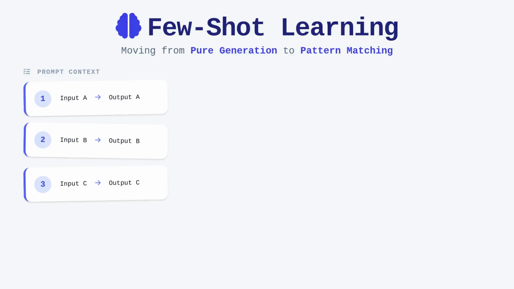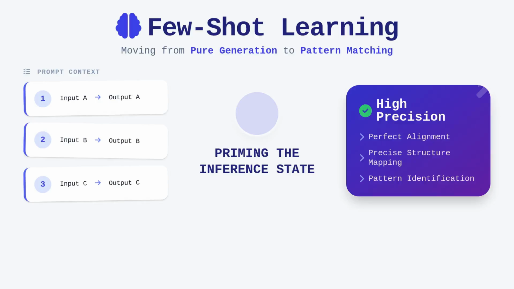If you need a model to transform informal text into a specific log format, simply describing the desired output as structured logs is often insufficient to guarantee perfect alignment across every field. Providing 3 or 4 complete examples allows the model to observe the transformation, identify the underlying logic, and map your input to the anticipated output structure with much higher precision.